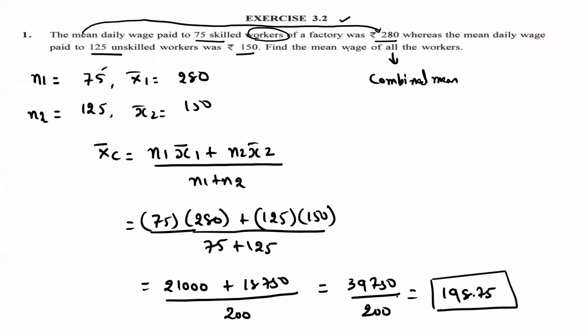198.75. Wages means unit. What is the unit? Rupees. Very fine. The wages unit comes in rupees. So the combined average comes to 198.75, or we can say 199. Any doubt in the first topic, combined mean, friends? No, sir.